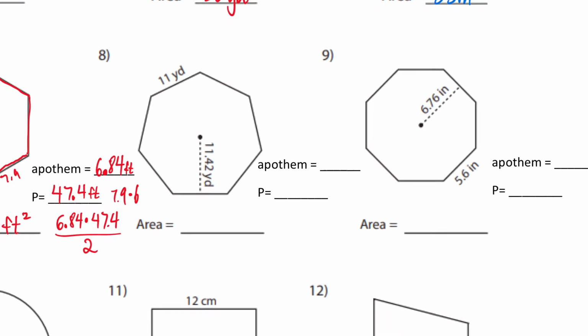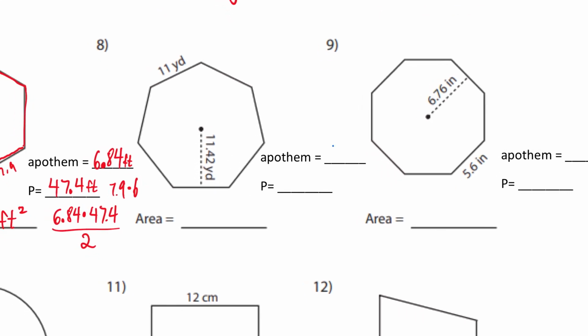All right, so number 8, how long is the apothem? 11.42. What's the perimeter? 77. So we're going to do 11.42 times 77 divided by 2. What does that give you? 439.67.